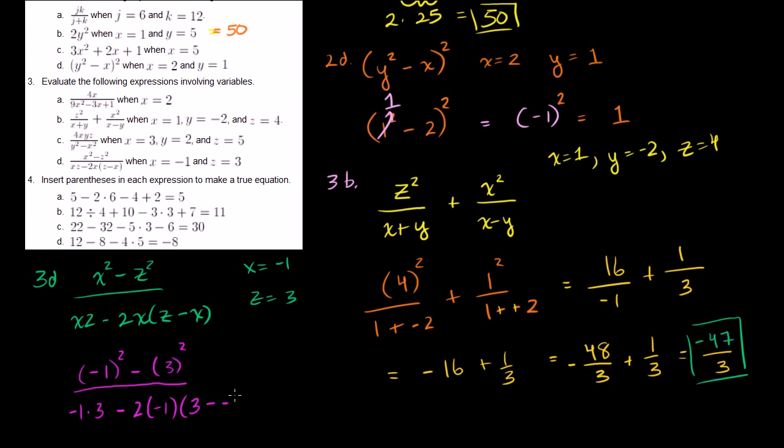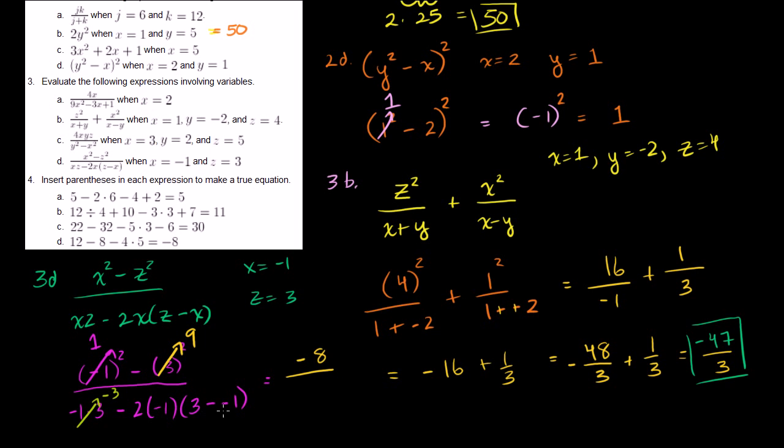X is negative 1, right? Wherever we saw an x, we put a negative 1. So this is going to be equal to, remember, you do your parentheses first, then exponents. So we have negative 1 squared. That's just a positive 1. 3 squared, that's just a positive 9. So our numerator becomes 1 minus 9. That's negative 8. And then our denominator, negative 1 times 3 is negative 3.